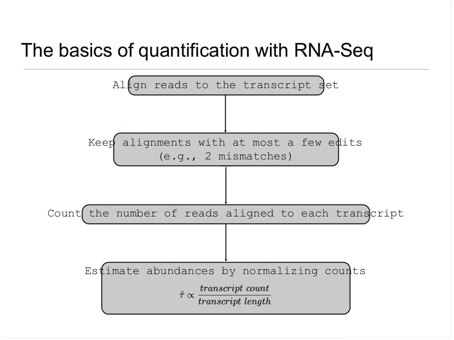These are then essentially just counted. The simplest thing to do is to count the number of reads that align to each transcript, and then you use those counts to come up with relative abundances of each of those transcripts. And to do that, you have to normalize these counts in a number of ways.